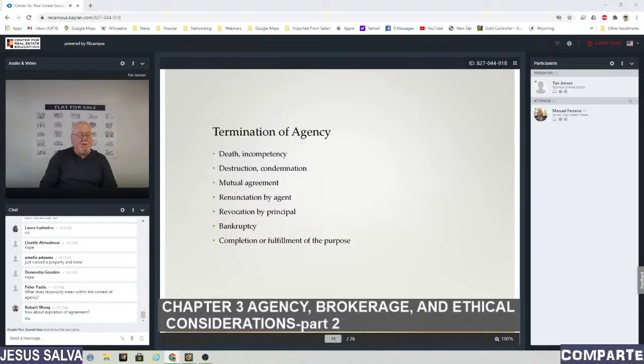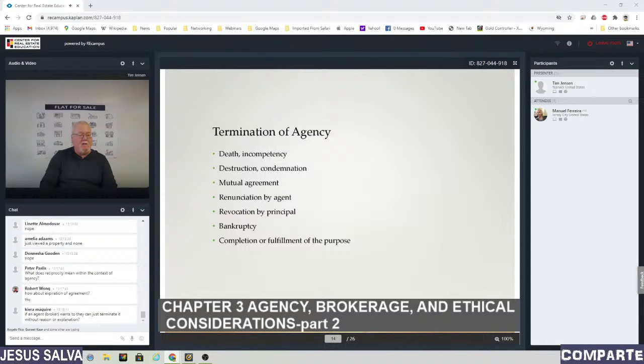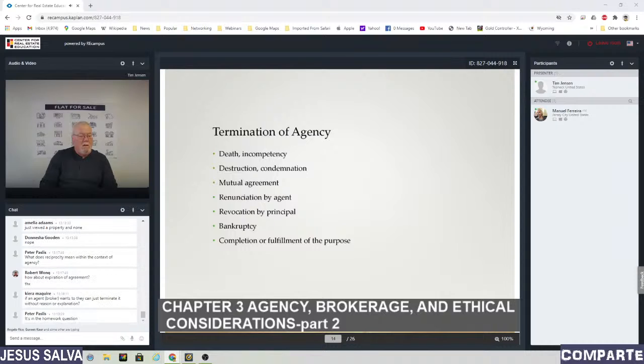What does reciprocity mean within the context of agency? I'm unaware of reciprocity in an agency agreement. Can you give me a sample of that, Peter, or where you found that out? Can you direct me to the context that I can review? So it's in the homework question. I don't have those handy. Which chapter homework question? For chapter 3? I do have them. Hang on. Let's look it up.